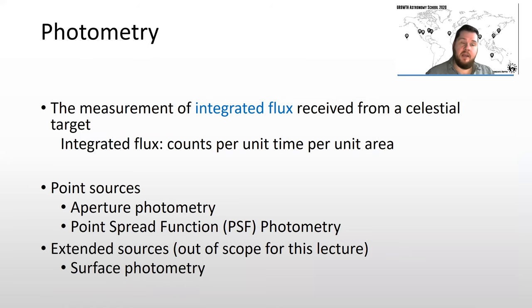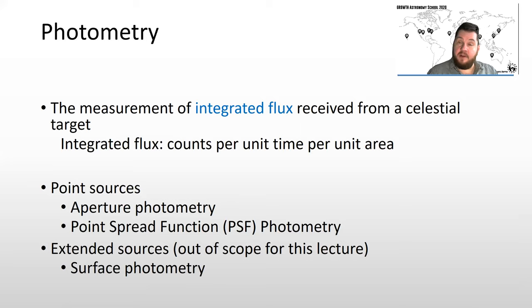Right at the top of this lecture, I define photometry as the measurement of integrated flux received from a celestial target, where integrated flux is the counts per unit time per unit area. There are different techniques for measuring this integrated flux. The technique I've introduced so far is called aperture photometry. We're also going to discuss in this lecture point spread function (PSF) photometry.